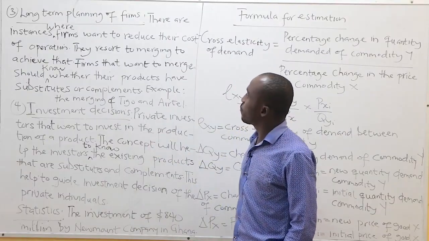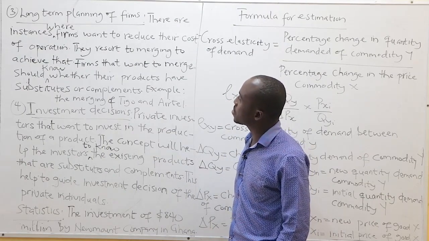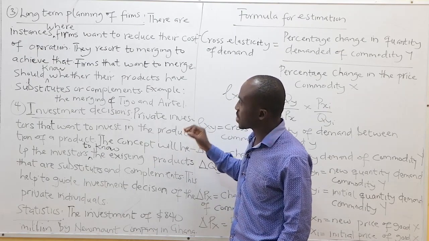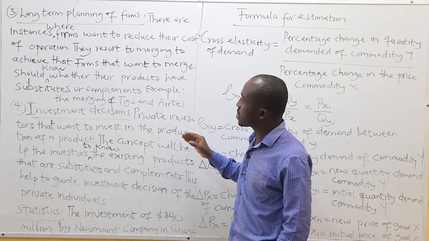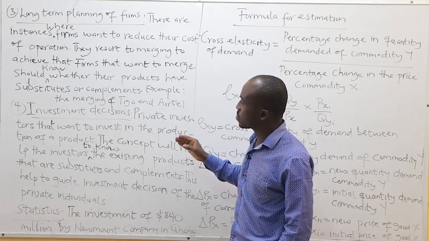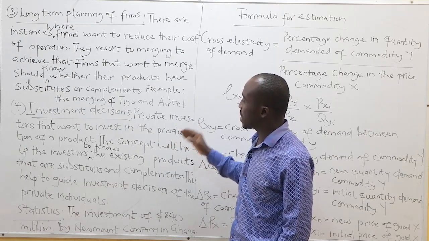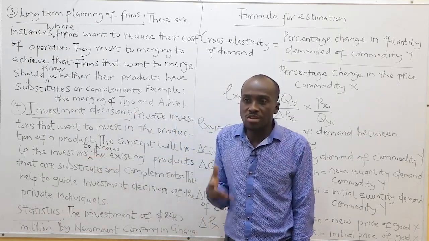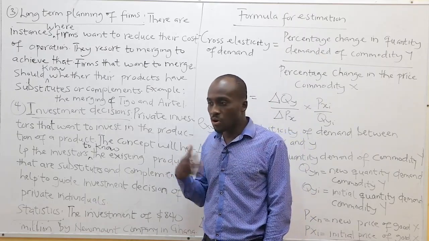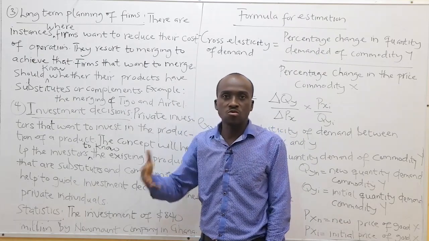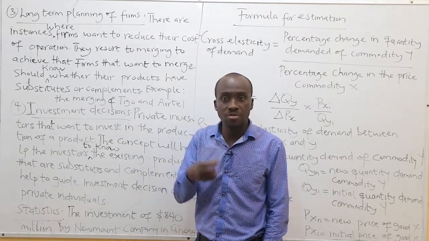Long-term planning of the firms. There are instances where firms want to reduce their cost of operation. They resort to merging to achieve that. Firms that want to merge should know whether their products have complement or substitute. Example, the merging of Airtel Tigo telecommunication in Ghana. If for planning the company one day wants to merge, we know our substitutes. Those companies that produce our substitute, we can merge with them.